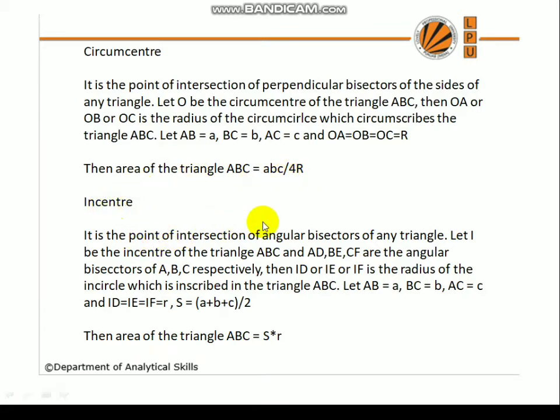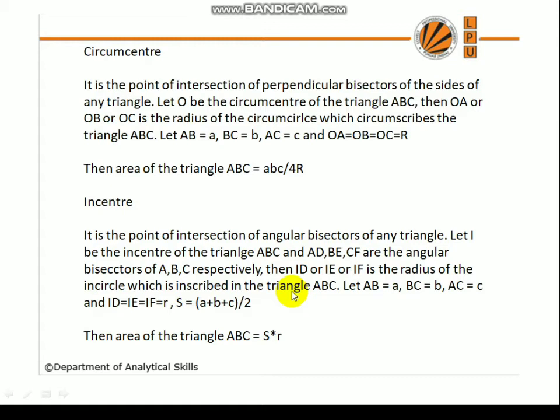It is the point of intersection of the angular bisectors of any triangle. Let I be the incenter of triangle ABC. AD, BE, CF are the angular bisectors of the angles A, B, C respectively. Then ID, IE, IF are called the radius of the incircle, which is inscribed in the triangle.